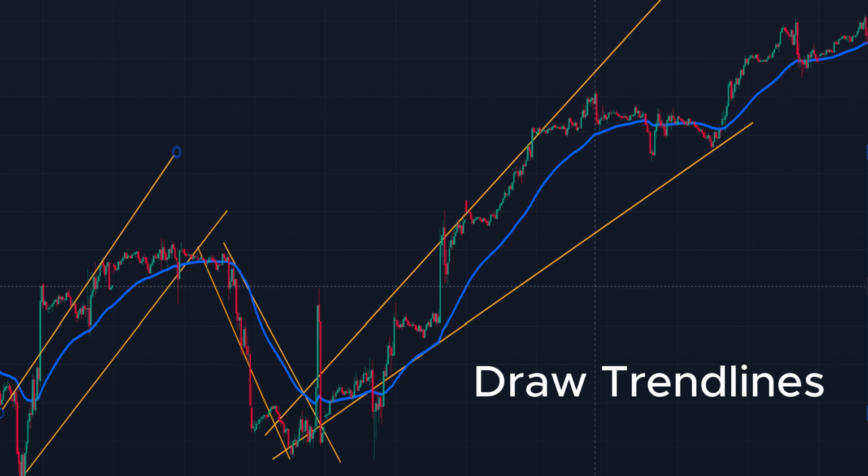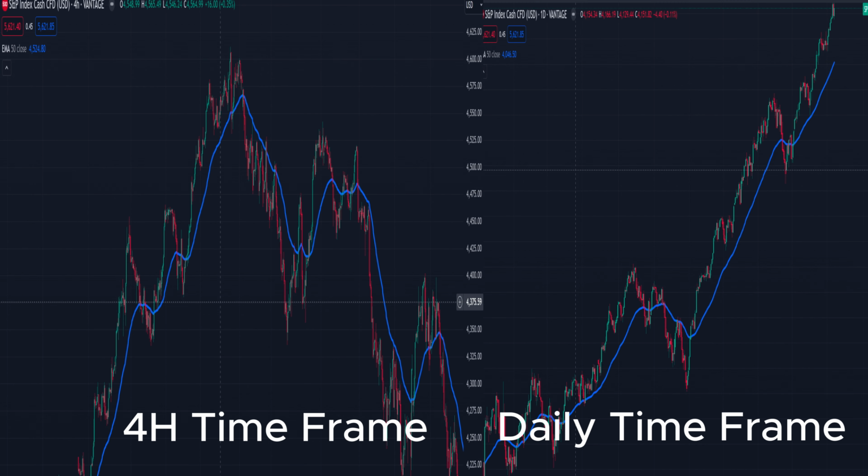2. Utilize trend lines. Draw both long-term and short-term trend lines to visualize the trend direction clearly. These trend lines help in identifying potential breakout points and confirming trend changes. 3. Compare daily and 4-hour time frames. Analyze the same resistance levels and trend lines on both the daily and 4-hour time frames for a comprehensive view.